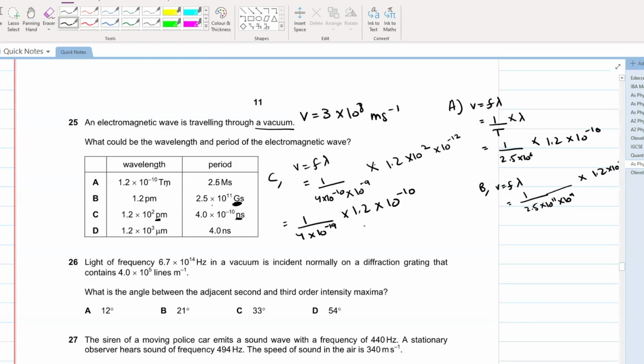Let's calculate this answer too. We hope this comes out to be our answer. 10 to the power of minus 10 divided by what? 4 into 10 to the power of minus 19. Yeah, this comes out to be my answer. This is equal to 3 into 10 to the power of 8 m s minus 1.